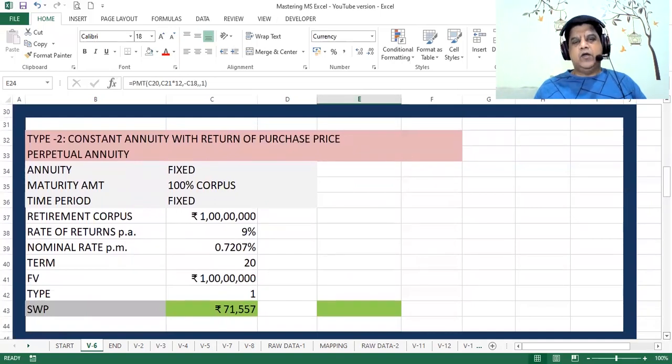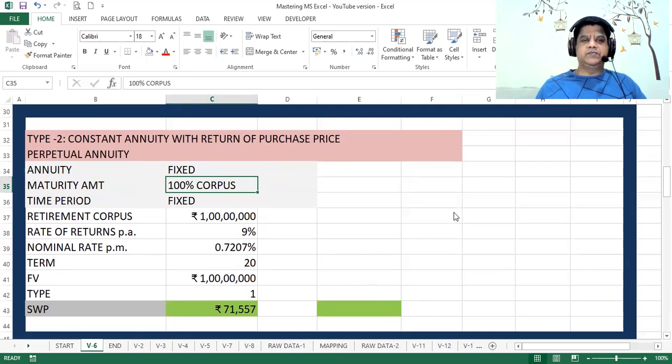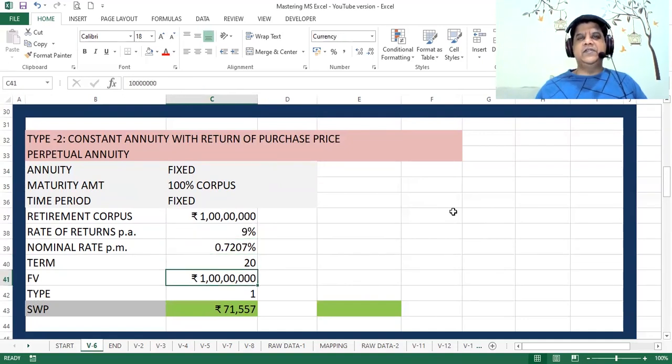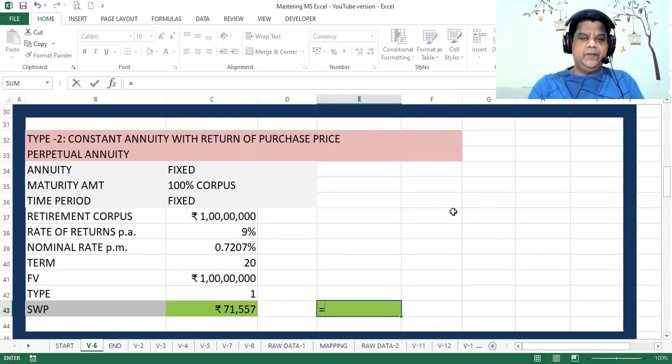So here what we have is constant annuity with return of purchase price. Meaning if you see here, on maturity you are getting 100% of the corpus back. Rest everything is the same. So retirement corpus is 1 crore. 9% is the rate of returns. Nominal rate has been calculated. Term is there. One difference here is at the maturity, that is the future value, I've taken 1 crore because this is with return of purchase price. Type is 1. Let's calculate the SWP is equal to PMT.